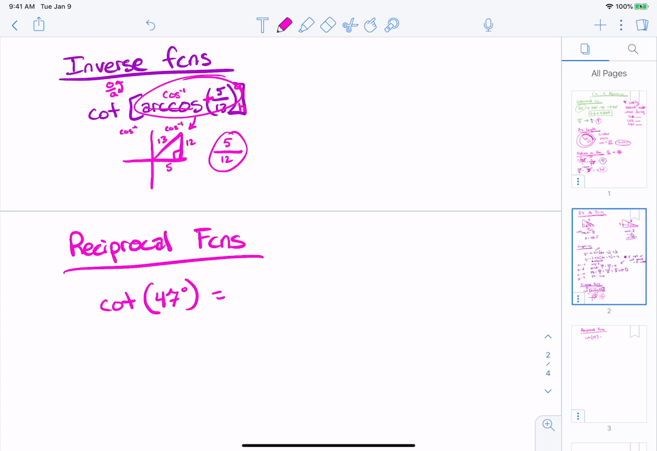You're close. It's not tangent of 1 over 47. Cotangent is not the same thing as inverse tangent. But Lacey was close when she said tangent of 1 over 47.